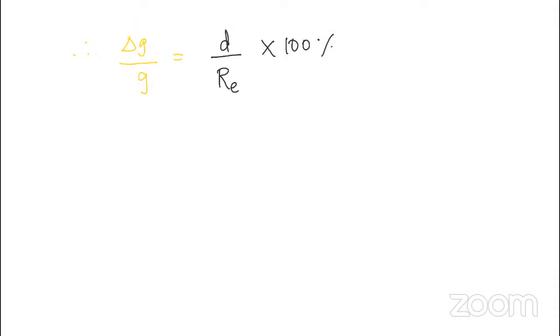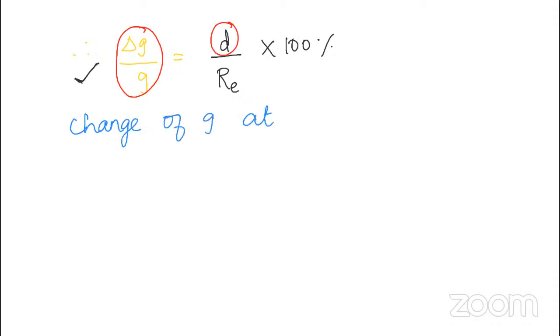Previously we saw one formula for height also, right? So that is here. On that also we have to mention delta g by g. Here also we mention delta g by g. Here d represents depth, and R_E represents the radius of the earth. So let us now see the change of g at height and depth.